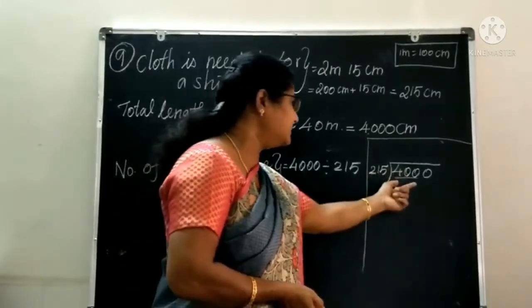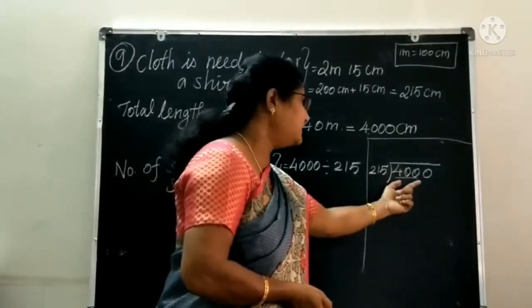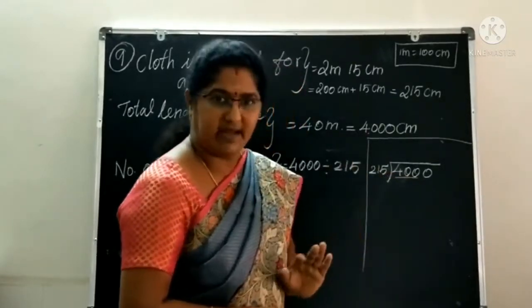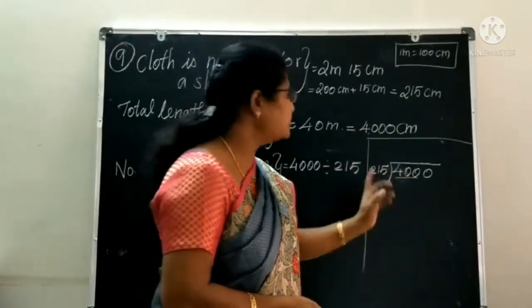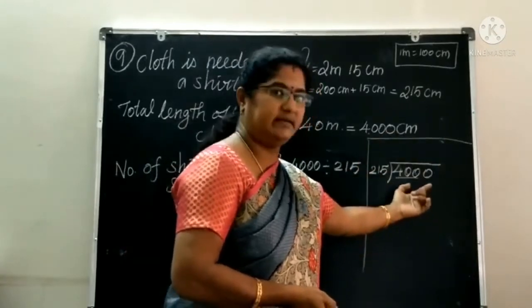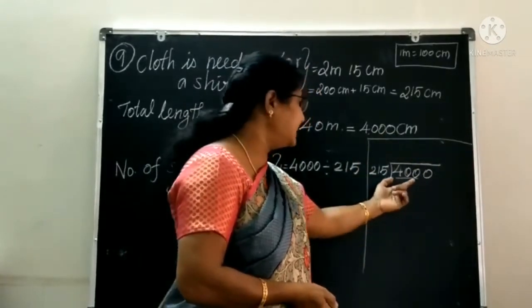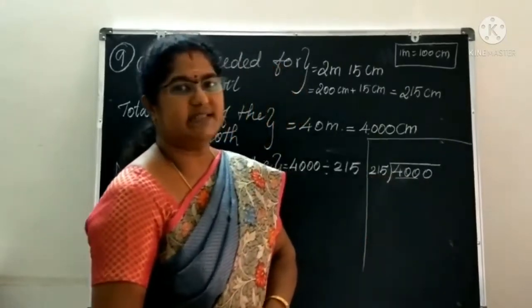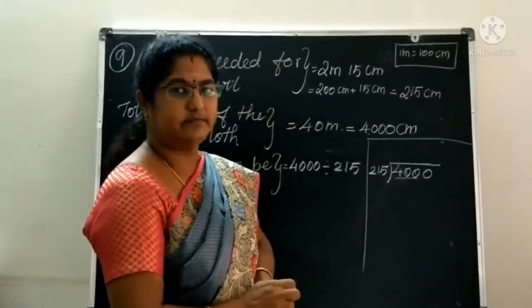And then compare this. Is the dividend more than the divisor? Yes, then only we can divide. If not, you take one more digit in the dividend. But here 400 is greater than 215. Now, how many times is it possible to divide?